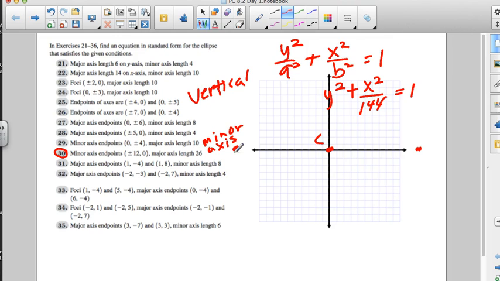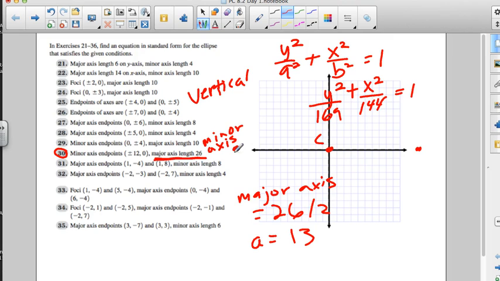So the next part would be, how are we going to get a? Well, the only way we're going to get a is if we get more information. So we go back and keep reading, and it says the major axis has a length of 26. So major axis, its entire length is 26. Well, if that's the entire length, then the distance to the center is half of that, and that's a. So half of 26 is 13. So a is 13, and we can go back up here and say, all right, 13 squared is 169.